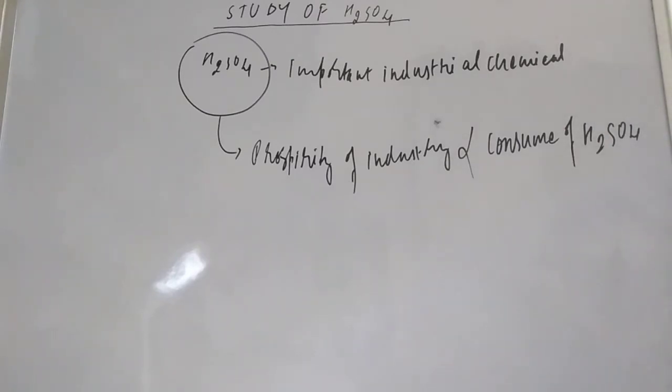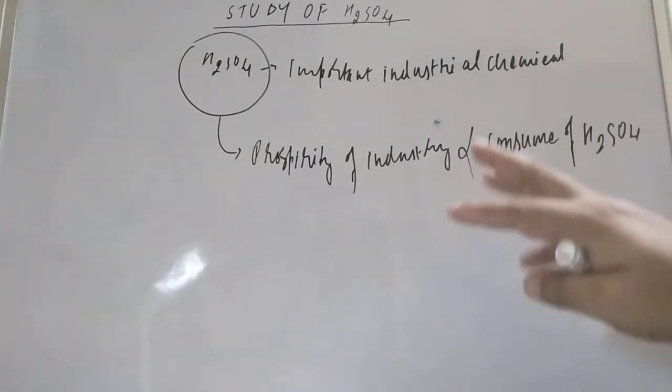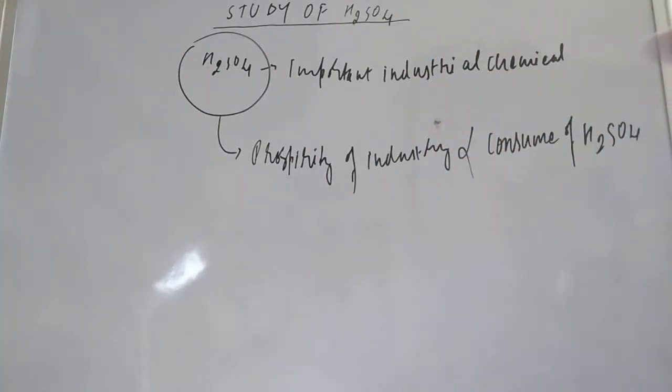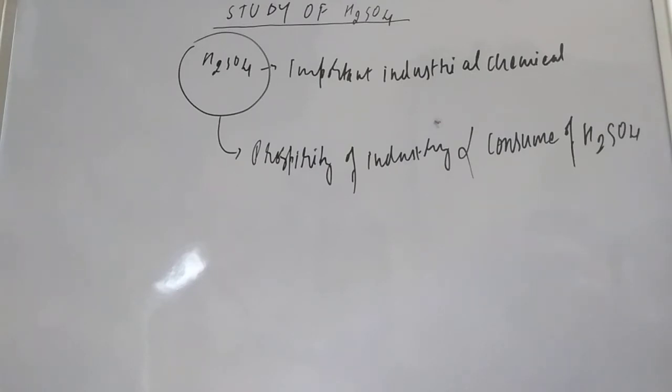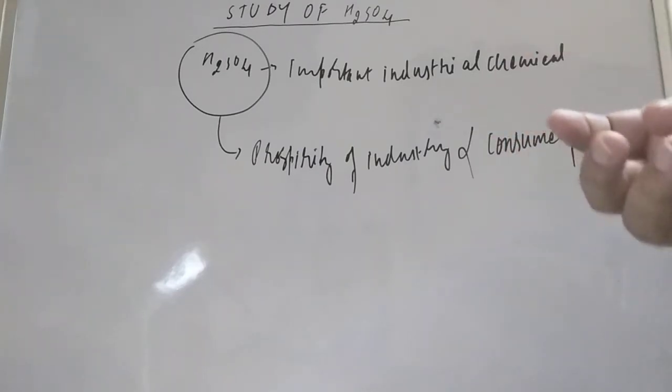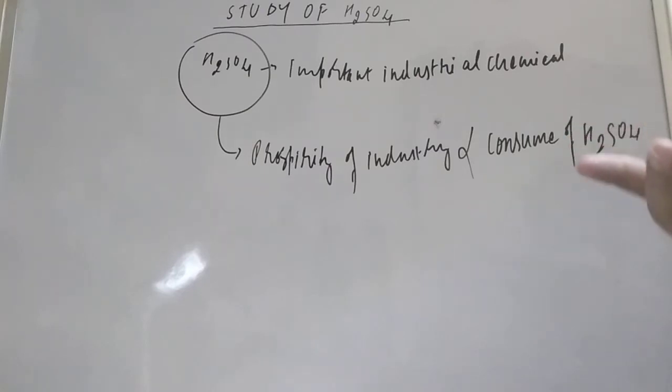So dear friend, what we have to study in this one, in the beginning I am telling you, H2SO4 is an important industrial chemical. We cannot imagine industry without H2SO4. The flourishing of any industry is proportional to the amount of H2SO4 consumed. So the greater the amount of H2SO4 consumed, the higher the industrial development of that particular country.